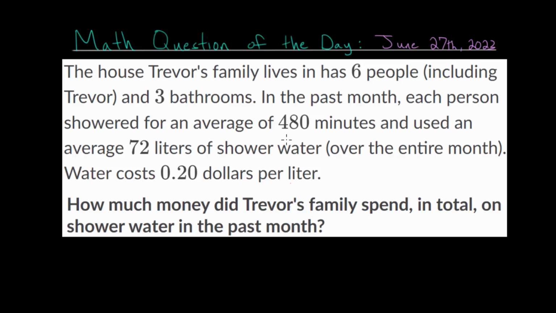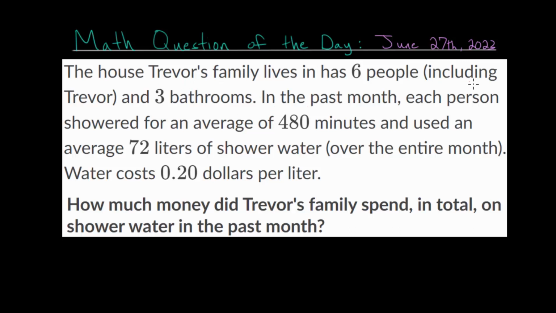In this video, I'd like to talk about the math question of the day for Tuesday, June 27th, 2022. And here we have a word problem. We're told that the house Trevor's family lives in has 6 people, including Trevor, and 3 bathrooms.